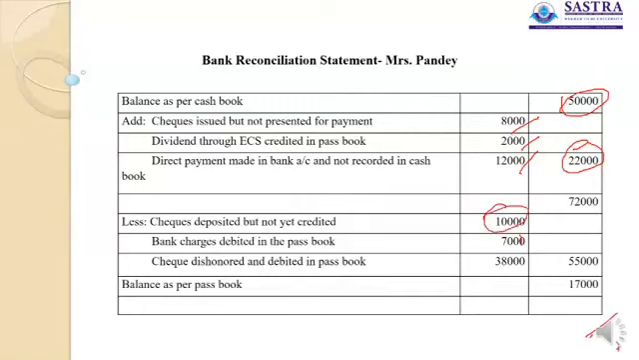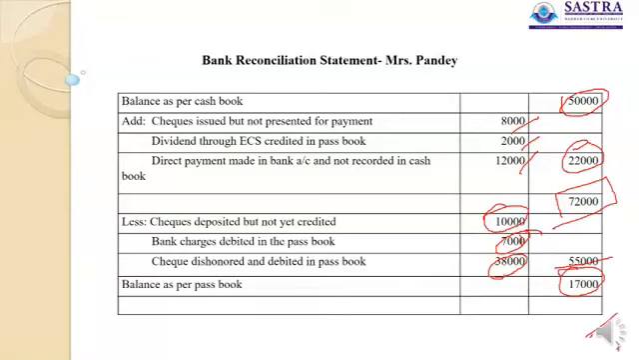The bank charges debited in the passbook 7,000 and check dishonored 38,000. So totally 55,000. Such 55,000 is deducted from this 72,000. The balance arrived at is 17,000. This is the balance as per the passbook.